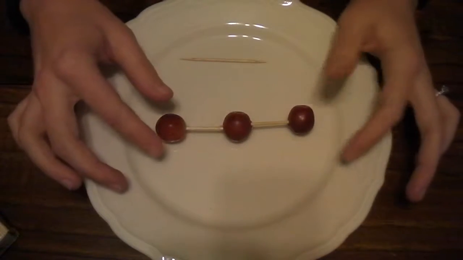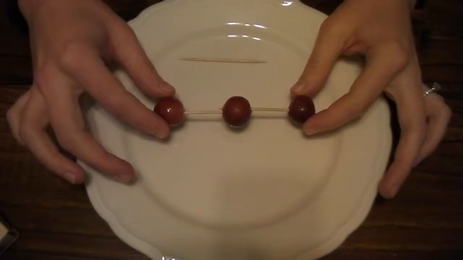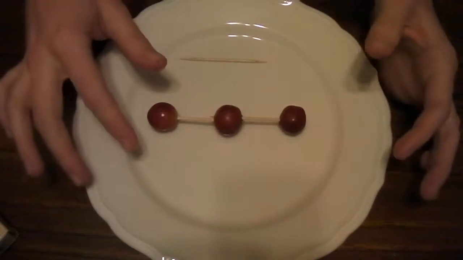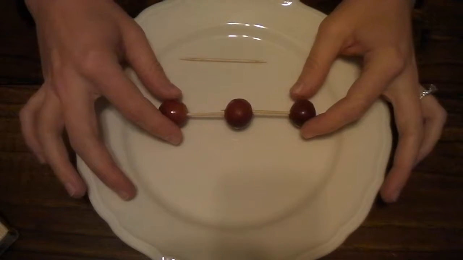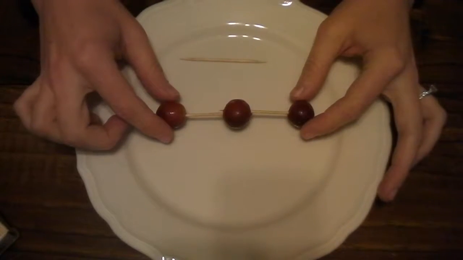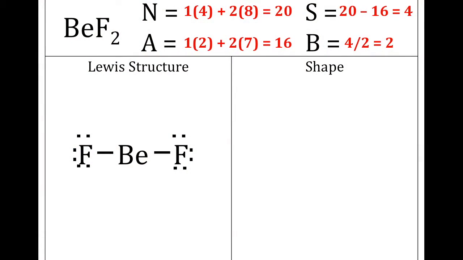It looks like a line, so we are going to call this shape linear. The angle on it is going to be 180 degrees. So this is how we're going to draw it. All right, so hopefully that helped.